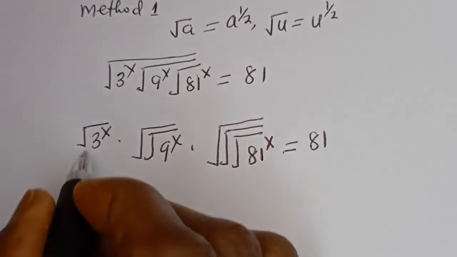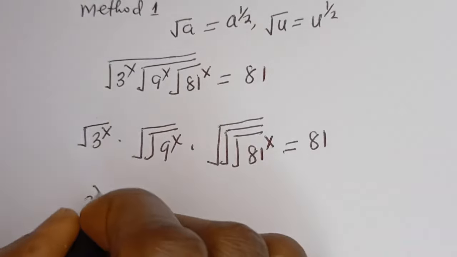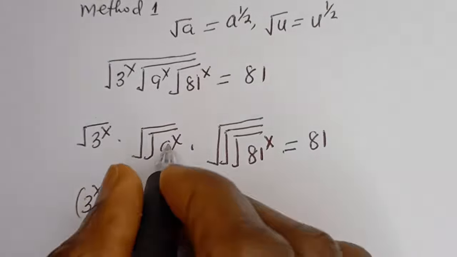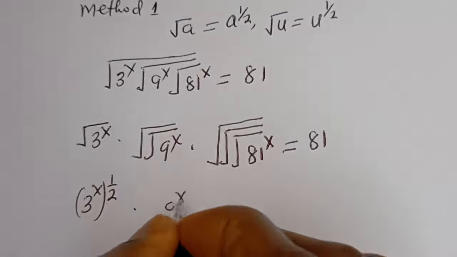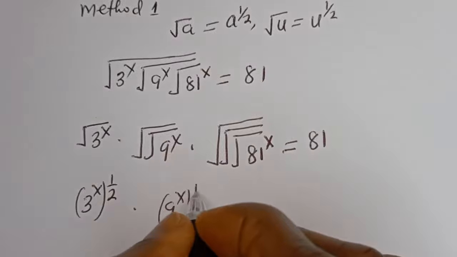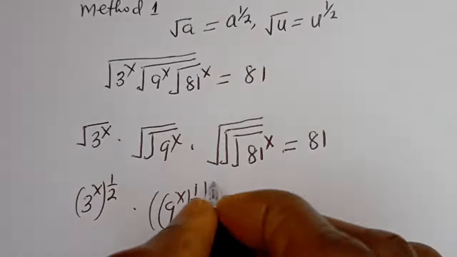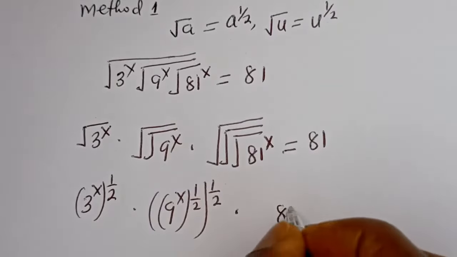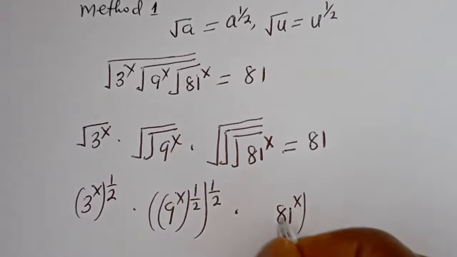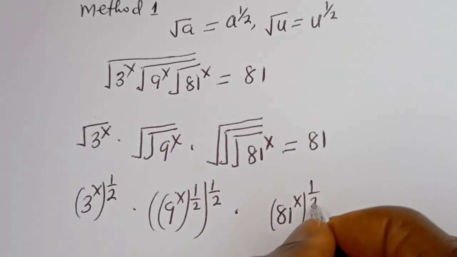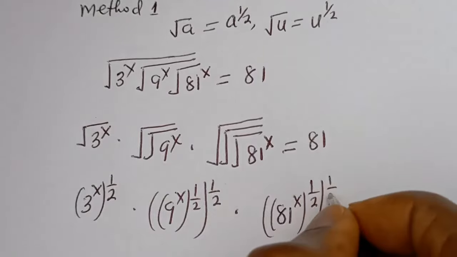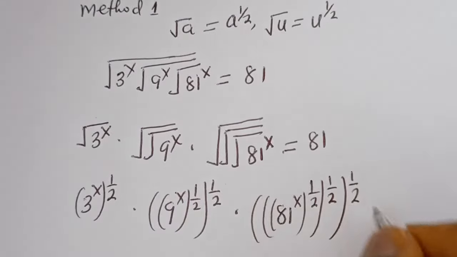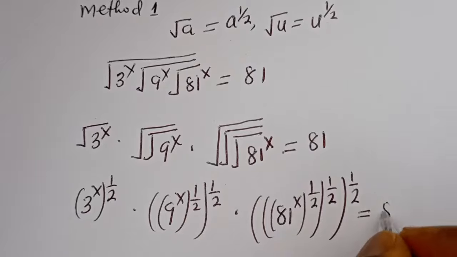Now, this can be written as 3 to the power of x to the power of 1 over 2 multiplied by 9 to the power of x to the power of the first square root, 1 over 2, to the power of the second square root, 1 over 2, multiplied by 81 to the power of x to the power of the first square root, 1 over 2, to the power of the second square root, 1 over 2, to the power of the third square root, 1 over 2, is equal to 81.